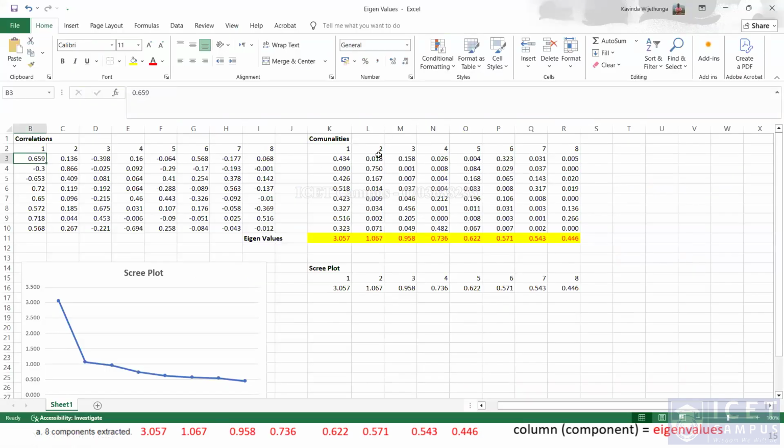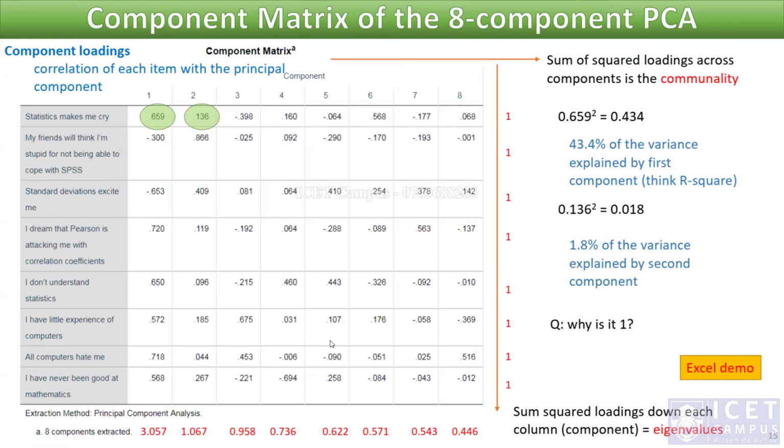So this is the correlation. If we take the square of this, we can take it like that. Then taking all the squares, these communalities, if we add them, we can find the eigenvalue. Here, the eigenvalue is mentioned there. So that is how we can find the eigenvalues: the sum of the squared loadings.